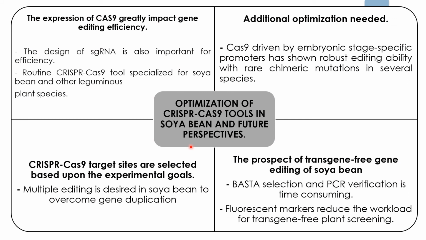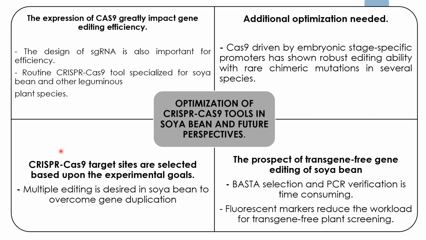In this article, the discussion is about optimization of the CRISPR-Cas9 tool in soybean and future perspectives. First, the expression of Cas9 can have a great impact on gene editing efficiency. When they design sgRNA, it is also important for efficiency. The routine CRISPR-Cas9 tool is specialized only for soybean and other leguminous plant species. Even though there are already CRISPR-Cas9 techniques that have been used, additional optimization is still needed. This is because Cas9, for example Cas9 driven by an embryonic stage-specific promoter, has shown robust editing ability with rare chimeric mutation in several species.